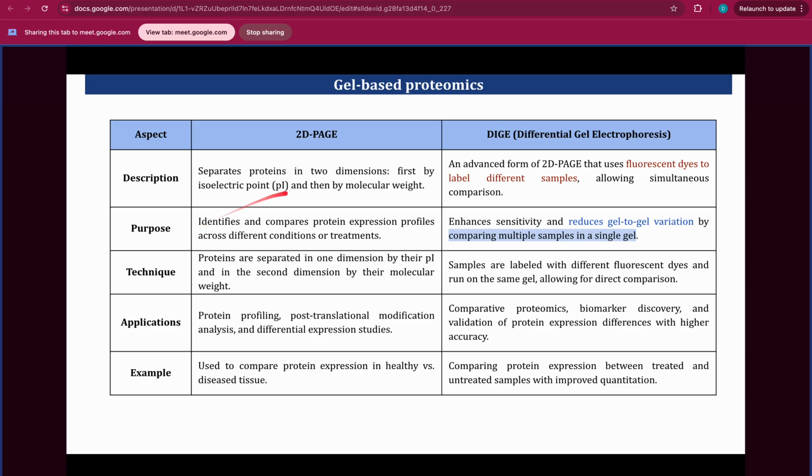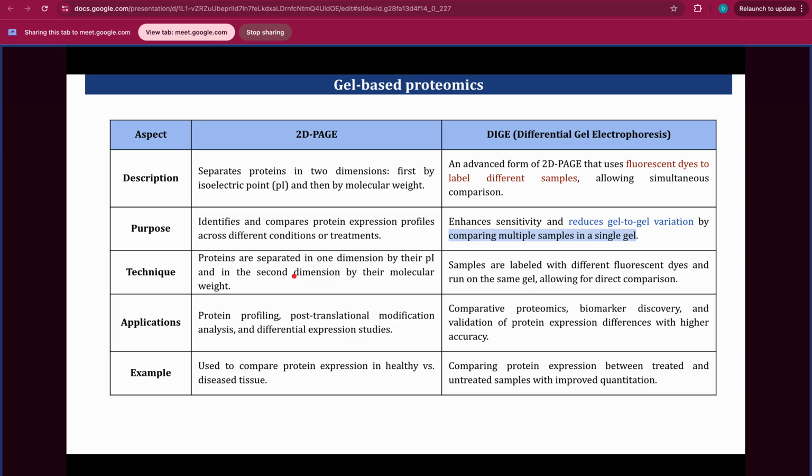So the purpose of 2D PAGE is to identify and compare the protein expression profiles across different conditions or different treatments, whereas DIGE dyes enhance the sensitivity and reduce the gel to gel variations. As I discussed earlier, in 2D PAGE we use different gels for different samples, but in this case we can simply go with a single gel for different samples. So we do not face the limitation that there could be some variation due to the gel.